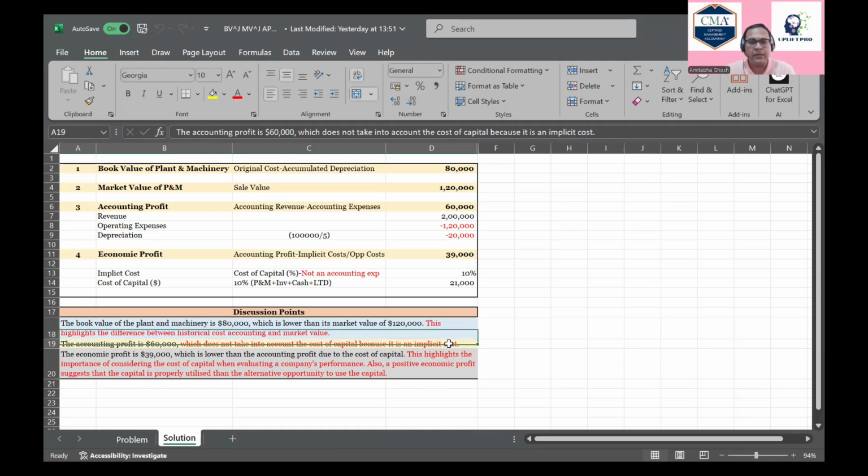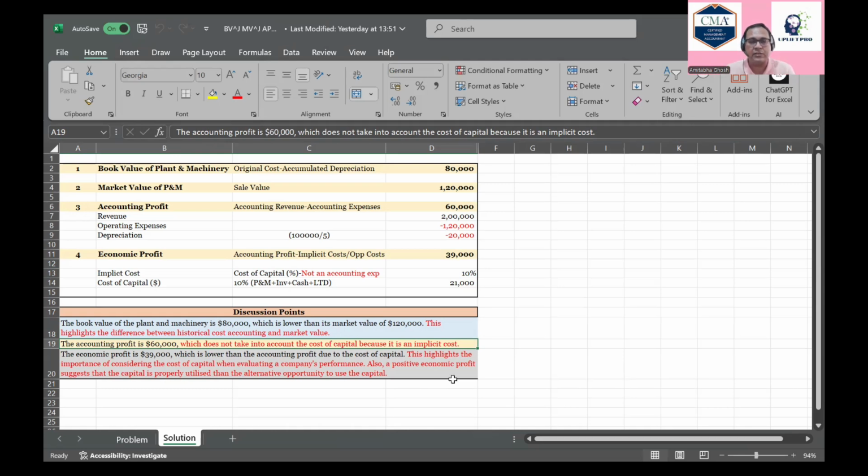Coming to the next point, the accounting profit is $60,000, which does not take into account the cost of capital because it's an implicit cost. As I've already mentioned, the cost of capital here is not the interest payments. So naturally, it's not an accounting expense. It is an opportunity cost, an implicit cost, not taken into consideration for the purpose of computing accounting profit.